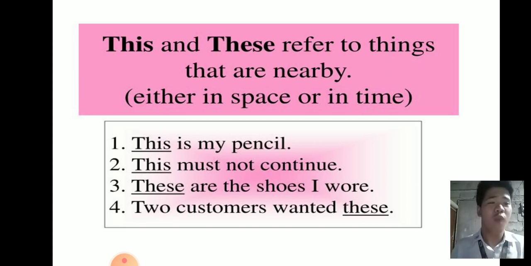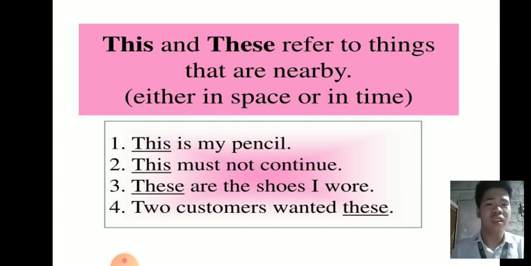What have you noticed, guys? The first two examples, this is my pencil and this must not continue, refer to a subject which is singular. If the subject is singular, you will use the demonstrative pronoun this. Also, you will use this if the thing that you are referring to is near to you.